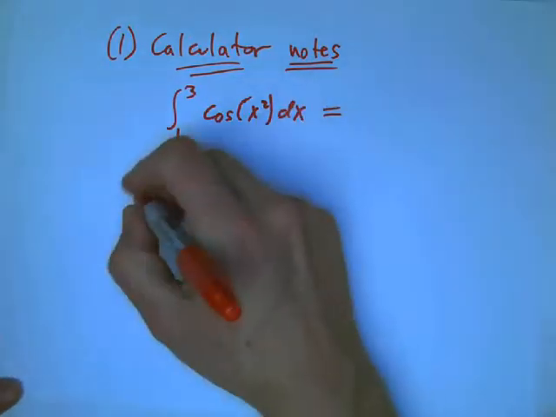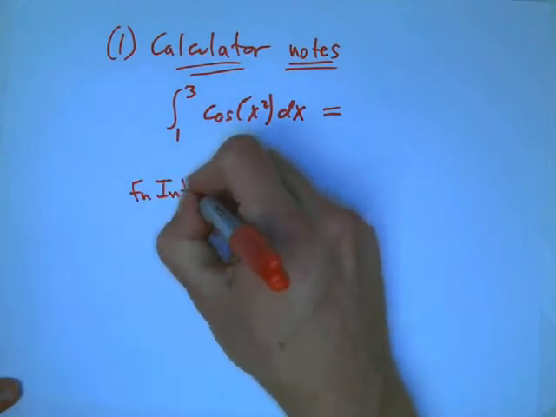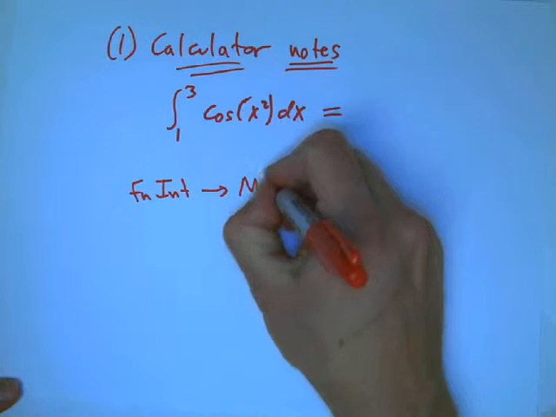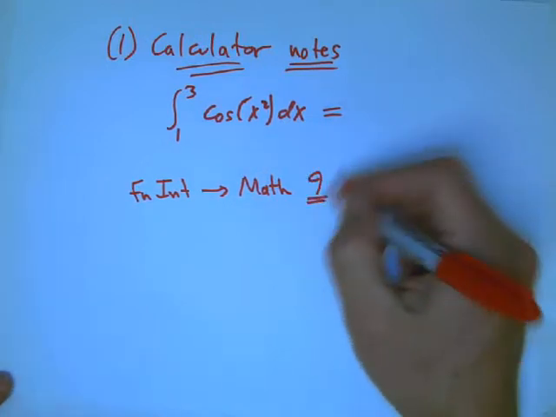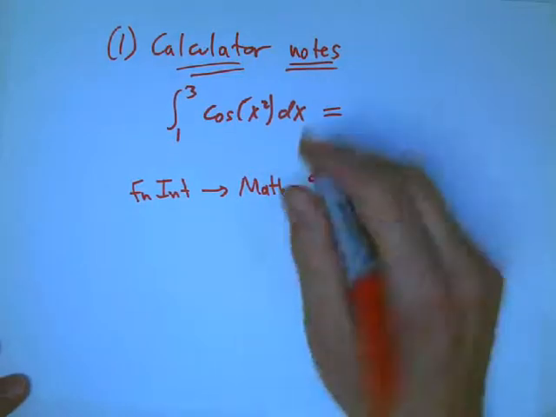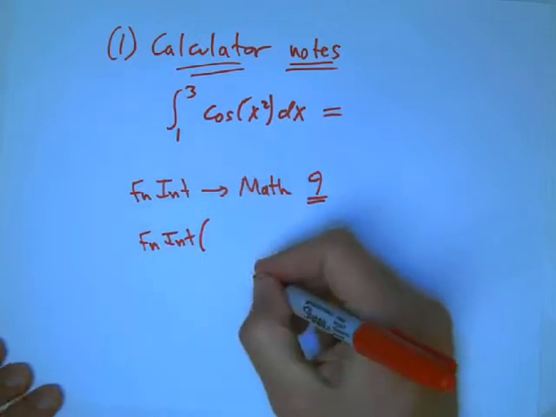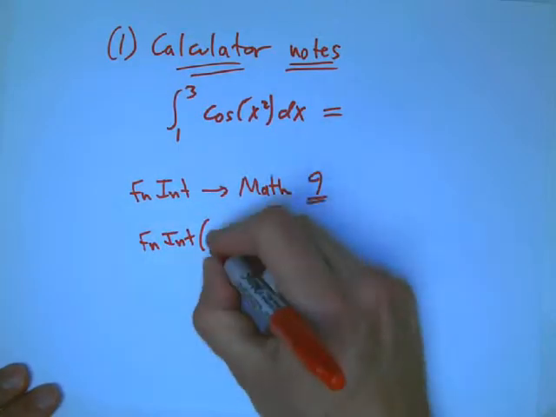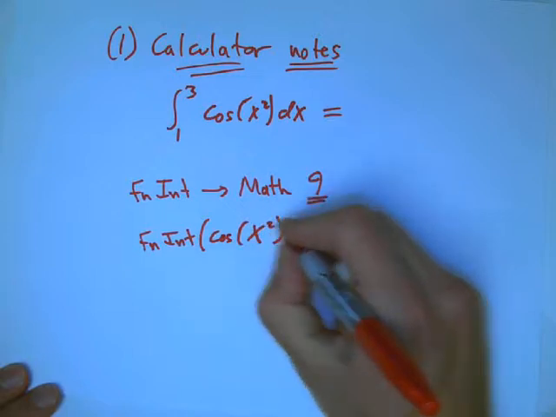I'll just tell you the command. It's called fnInt, and it's on the math menu, number 9. So just do math and then 9, or math and scroll down. But really, if you just practice math 9, two buttons, it brings up fnInt, open parentheses, and then what you'd put in is cosine of x, then squared. And the syntax is really important to get used to.